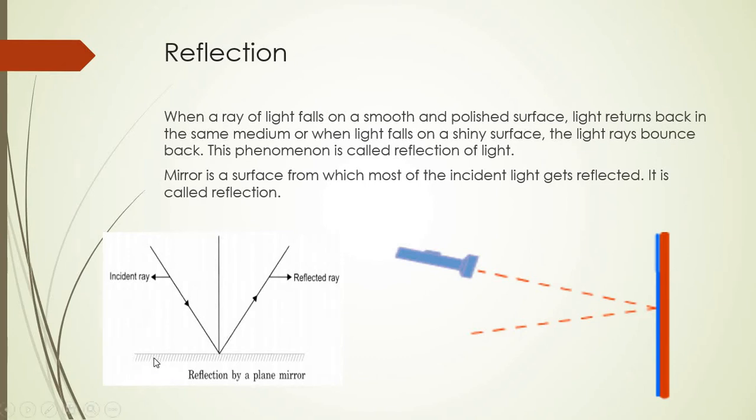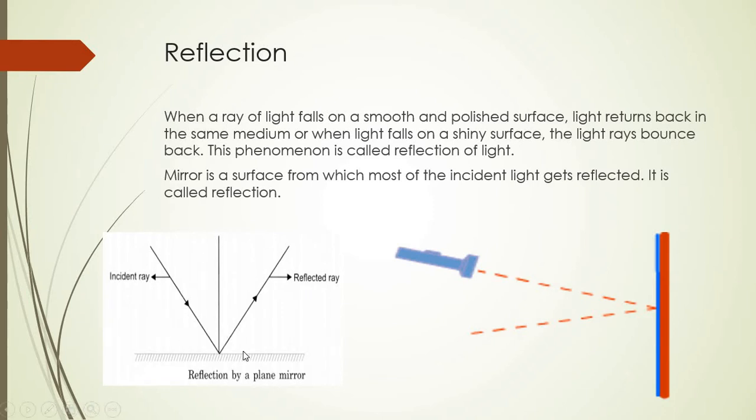As you can see here, this one is the plane mirror, and this one is the incident ray. The ray which strikes the surface is referred to as the incident ray, and the ray which bounces back from the object is referred to as the reflected ray. This light is coming and striking the surface of the mirror, and it gets reflected back by the plane mirror. This phenomenon is called reflection.